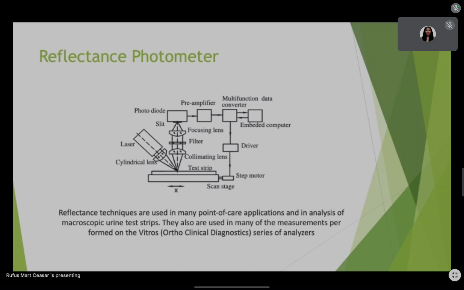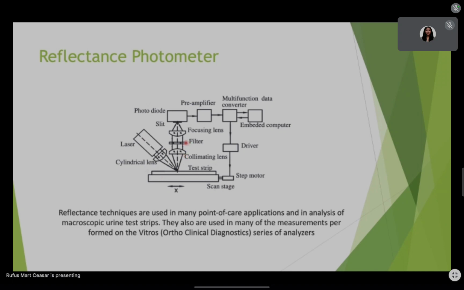So ito, isang block diagram, okay, laser pointer. Isang block diagram na isang reflectance photometer. Ito yung laser incident light natin, ito yung test strips. Kunwari, yan yung macroscopic na urine test strip. Tapos reflectance, since reflectant to, may reflecting light. Kinokollect siya ng isang collimating lens.